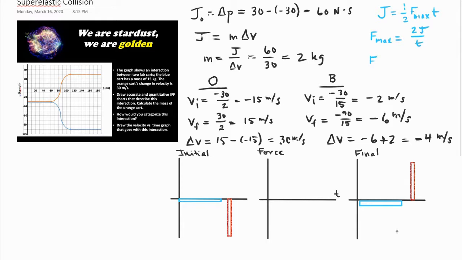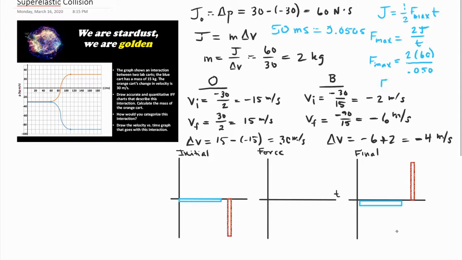So the max force is going to be 2 times the impulse. We'll calculate it for the orange cart, 60 Newton seconds. How much time does this collision last? Well, it starts at 60 milliseconds and it looks like it ends at 110 milliseconds. So it lasts for 50 milliseconds. Move the decimal 3 places to the left, so that'd be 0.050 seconds.